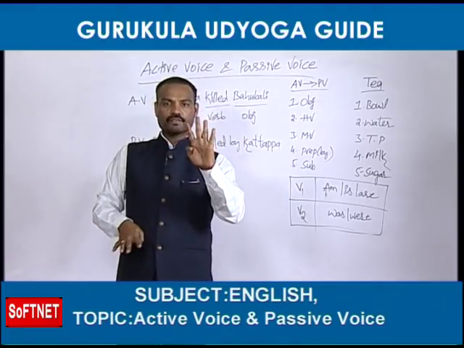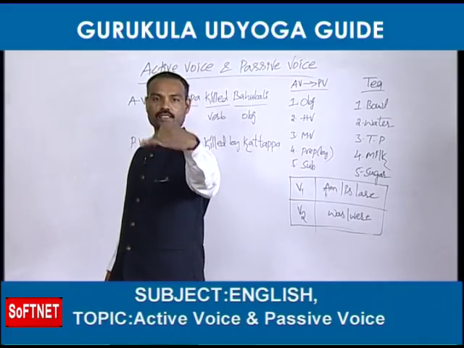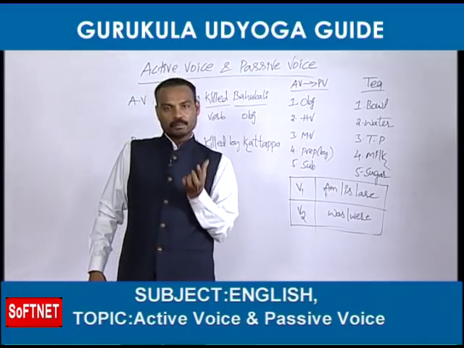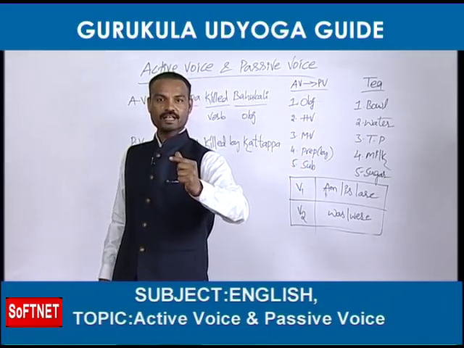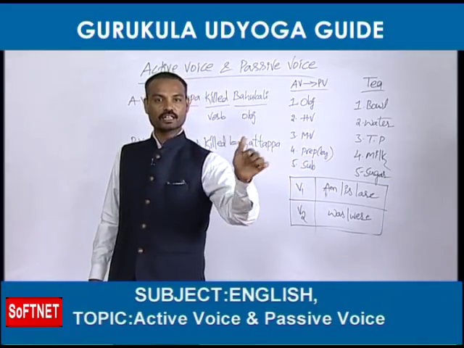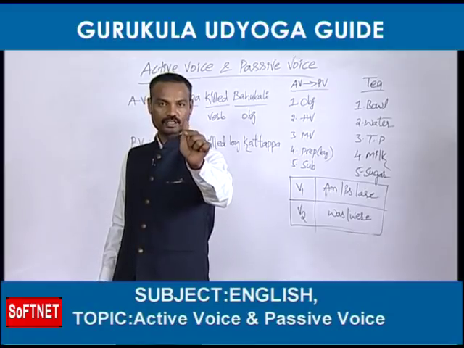In present tense there are 4 tenses, in past tense there are 4 tenses, in future tense there are 4 tenses. In present tense, what is the fourth one? Present perfect continuous. That's great. In past tense, what is the fourth one? Past perfect continuous. That's nice. That one also cannot be changed.